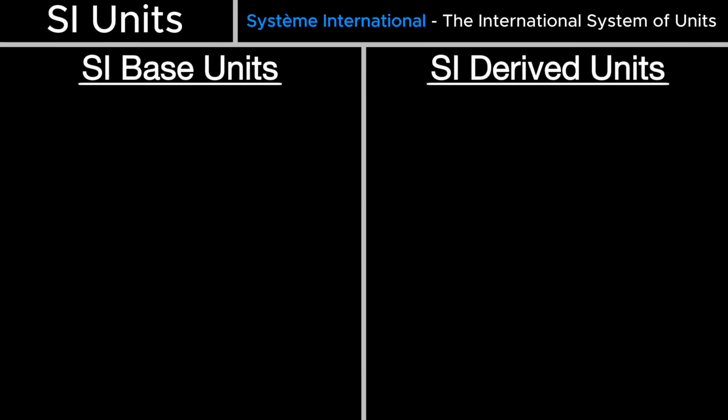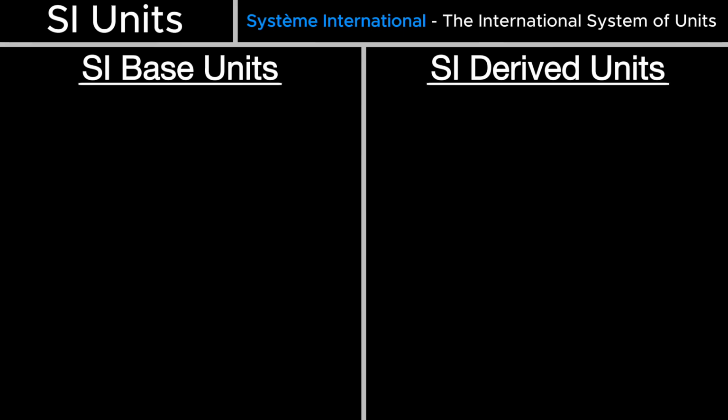In physics, SI units are used. SI stands for the International System of Units, and they are the units used by all physicists across the world. There are two types of SI units, SI base units and SI derived units. SI base units are the fundamental units that all other SI units are derived from.